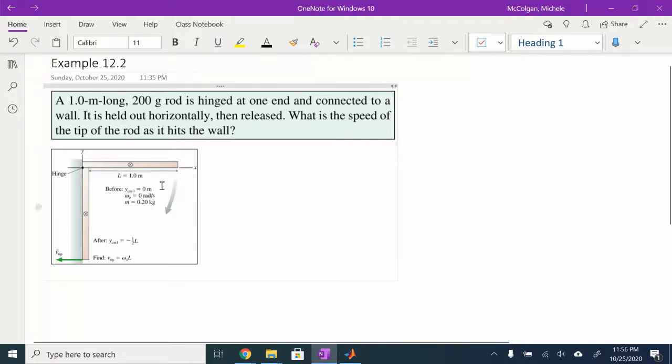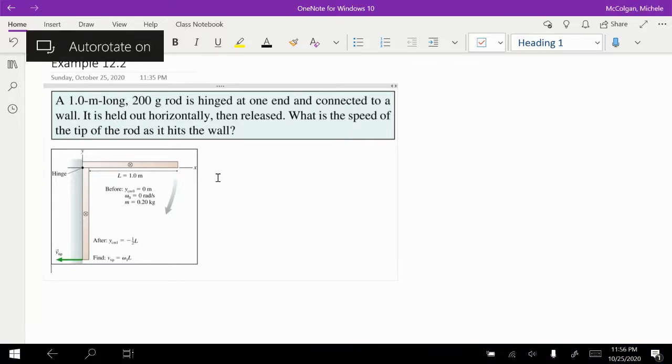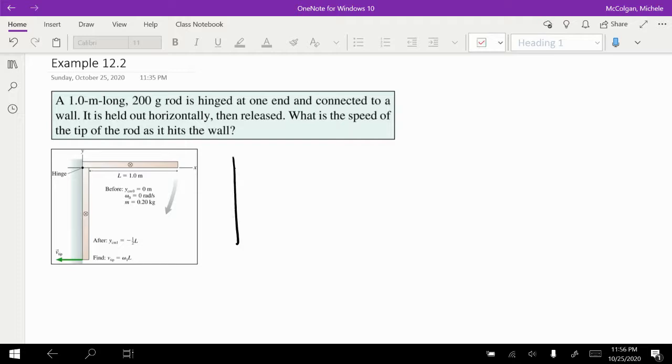Okay, so we're going to have a before and after picture. So before we have this case here. We have this wall. This is my before. This is my center of mass. And we have an after. This is my center of mass. And we're saying that this location is y equals 0, and this location here is negative L over 2.